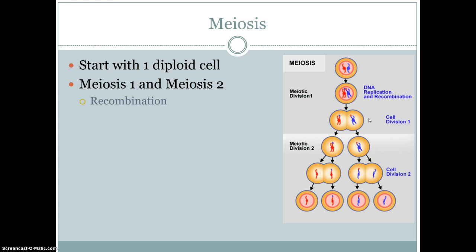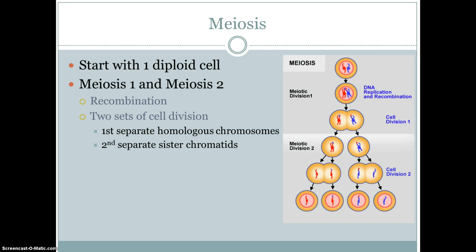However, at this point, meiosis is not done. The second set of cell division is actually going to then separate the sister chromatids. Because if you remember back when we first learned about cell division, each sister chromatid has an identical set of information on it, so we need to separate those, so those can go into the sex cells as well.